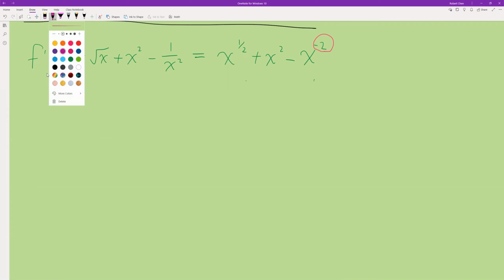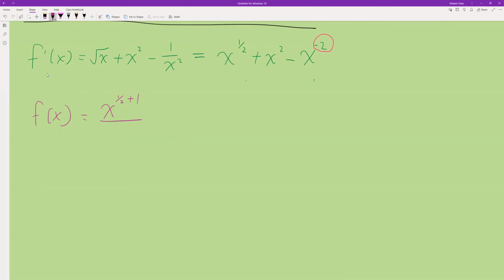All right, so basically what we can do is we do the same thing. We just take each term, add one to the power, and divide by that new power. So 1/2 plus 1, that's 3/2. So divide by 3/2, plus x squared: exponent plus 1, divide by the new power, 2 plus 1, which is 3, minus x to the power of -2 plus 1 over the new power. -2 plus 1 is -1, and then add a constant c.